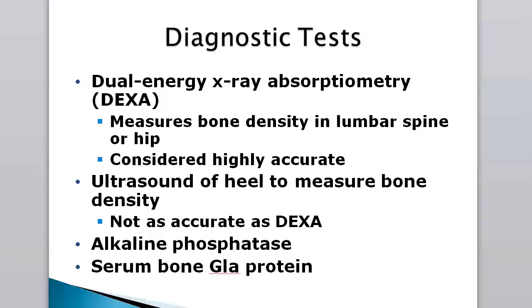Then we have ultrasound of the heel to measure bone density, and ultrasound permits painless sound waves through the heel of the foot to measure bone density. And this 1-minute test is not as sensitive as your DEXA, but it is accurate enough for screening purposes. And then lastly, some of the lab tests where we take samples of blood to measure alkaline phosphatase, which may be elevated following a fracture, or serum bone GLA protein, which can be used as a marker for osteoclastic activity and could be an indicator of the rate of bone turnover. This is the test that's most useful to evaluate the effects of treatment rather than to indicate the severity of the disease.